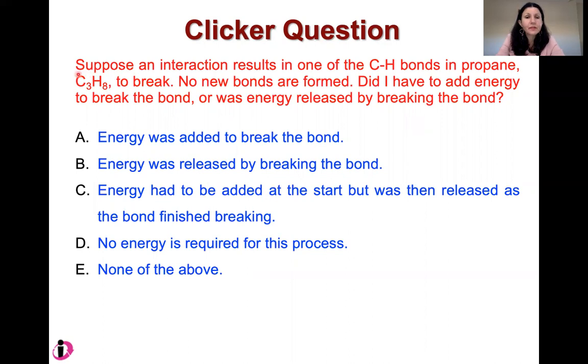Suppose some interaction results in one of the CH bonds in propane, given here, to break. So we have some interaction where we have broken a bond. No new bonds are formed. We've just broken a bond. So did I have to add energy to break the bond, or was energy released by breaking the bond? Read the choices here carefully and think about it.